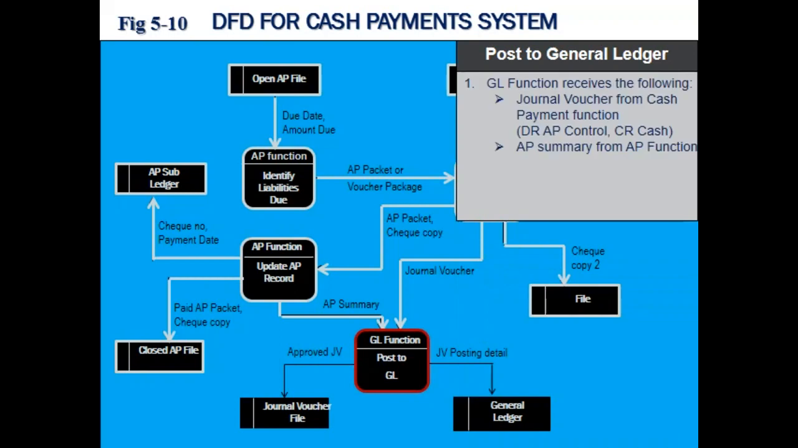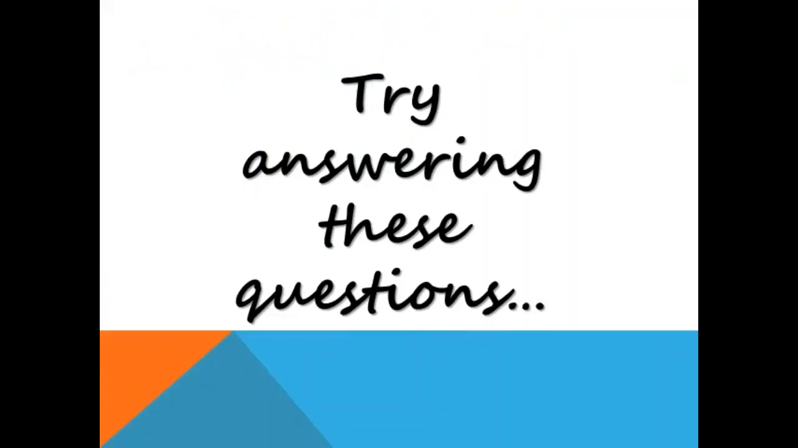Finally, the GL function receives the journal voucher from cash payments and the AP summary from the AP function. After reconciliation of the AP summary totals with the figures in the journal voucher, the GL clerk will post to the inventory control and AP control accordingly. The approved journal voucher is then filed. Now let's see if you can answer these questions.